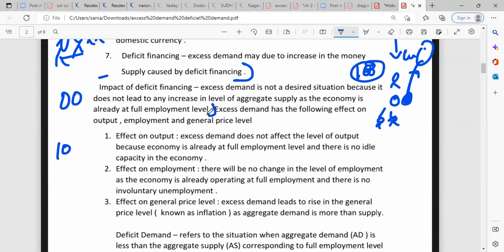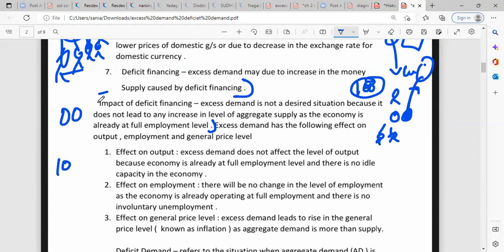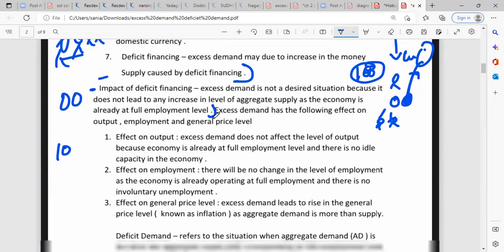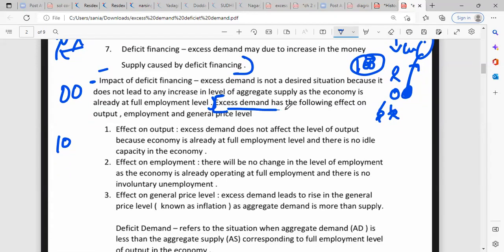So basically till here, you will write deficit financing and the impact of deficit financing. And now this is basically the impact of excess demand. So you will write hashtag impact of excess demand on economy. Okay, on output, employment, everything.